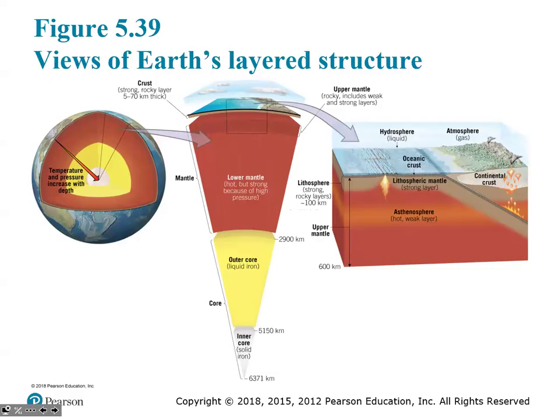So we have the inner core, which is solid iron and nickel. The outer core, which is liquid iron and nickel, is where our magnetic field is generated. Then we have the mantle. The lower mantle is hot but strong because of high pressure. The upper mantle is softer, where we have the hot, weak layer of the asthenosphere, and then the top layer of the uppermost mantle, and the crust is the lithosphere. So temperature and pressure increase as you go down with depth.